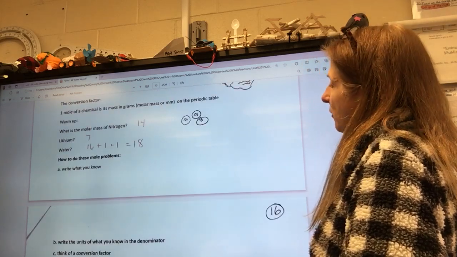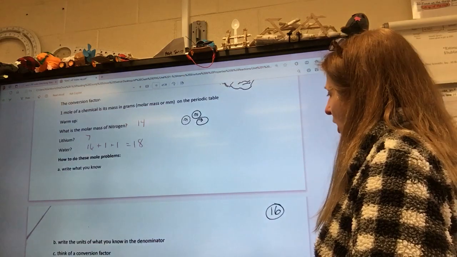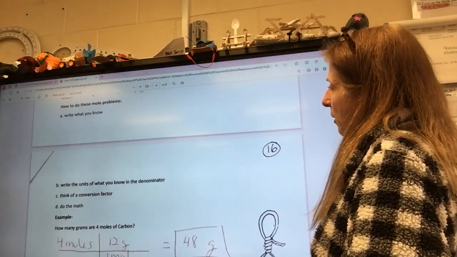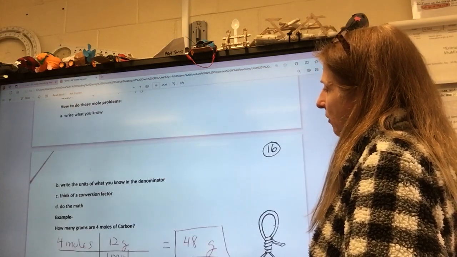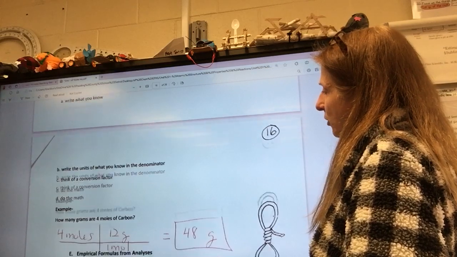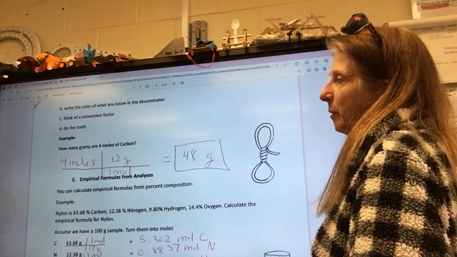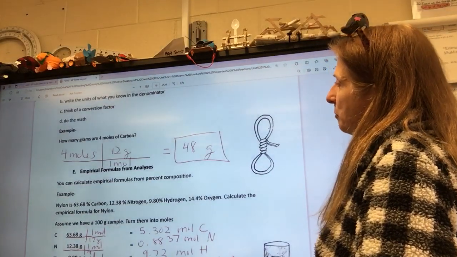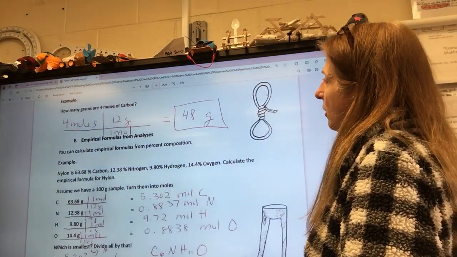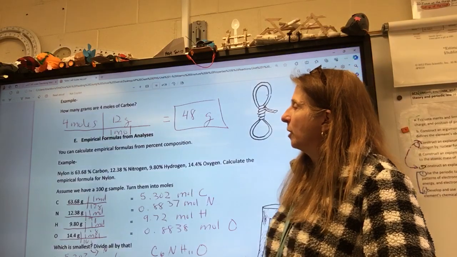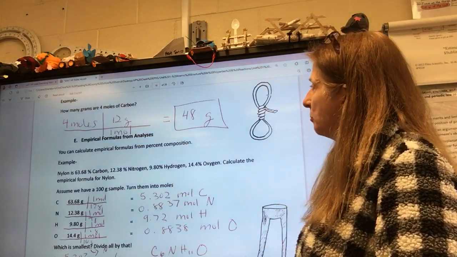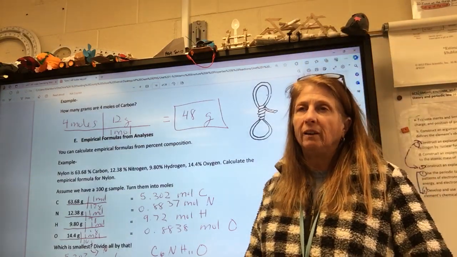Okay, so how do we do these mole problems? You write what you know. You write the units of what you know in the denominator. You think of a conversion factor and you do the math. So there's the one we did. Did we do that one for a warm-up? No, we did a different one. So we have how many moles of carbon? 4 moles. There are 12 grams per mole. So it's 48 grams would be a mole of carbon.